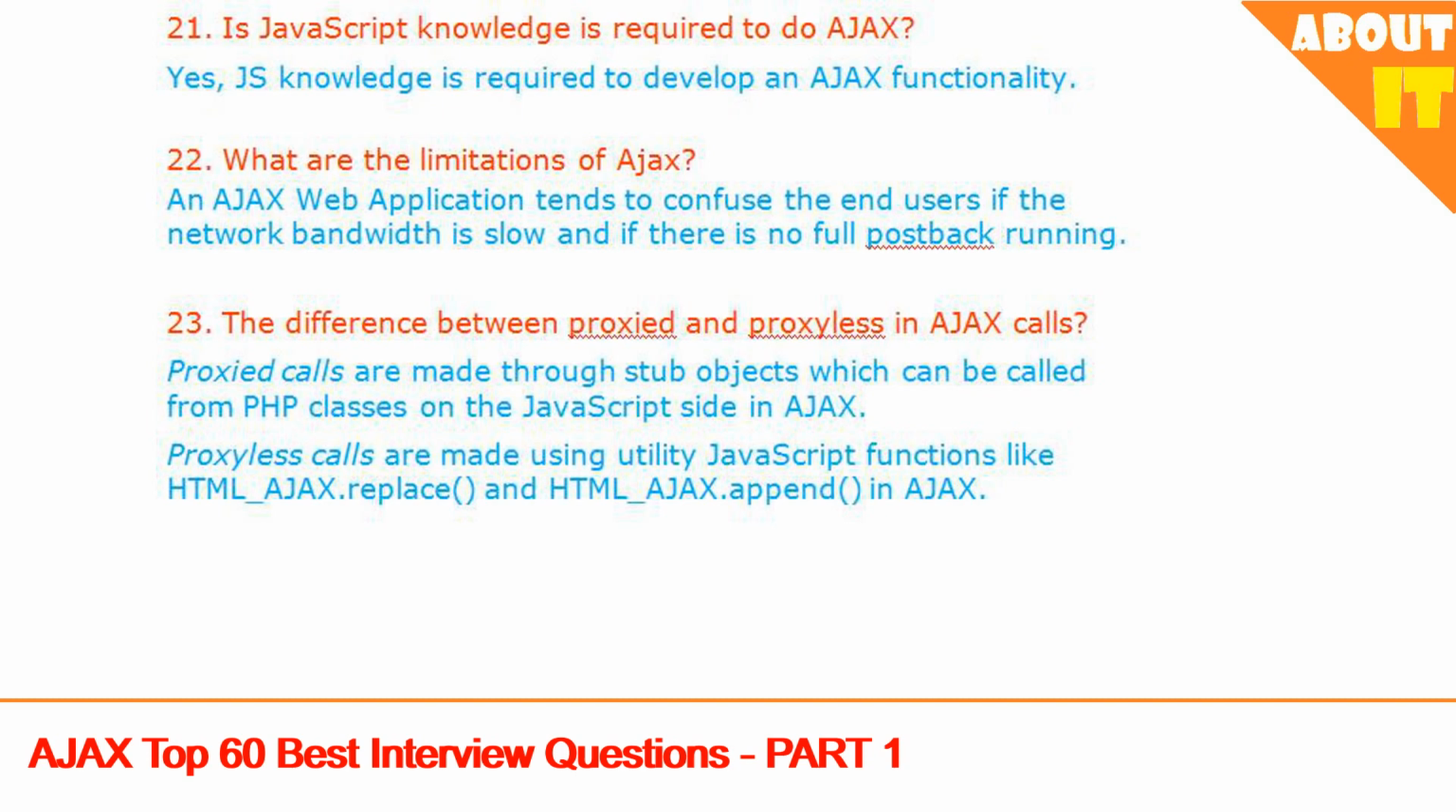23. The difference between proxied and proxyless in AJAX calls? Proxied calls are made through stub objects which can be called from PHP classes on the JavaScript side in AJAX. Proxyless calls are made using utility JavaScript functions like HTML_AJAX.replace and HTML_AJAX.append in AJAX.